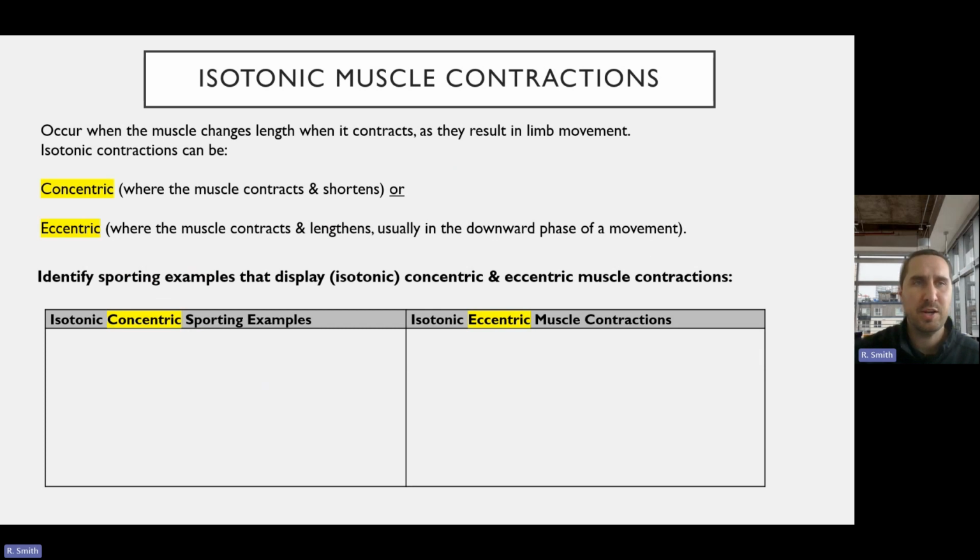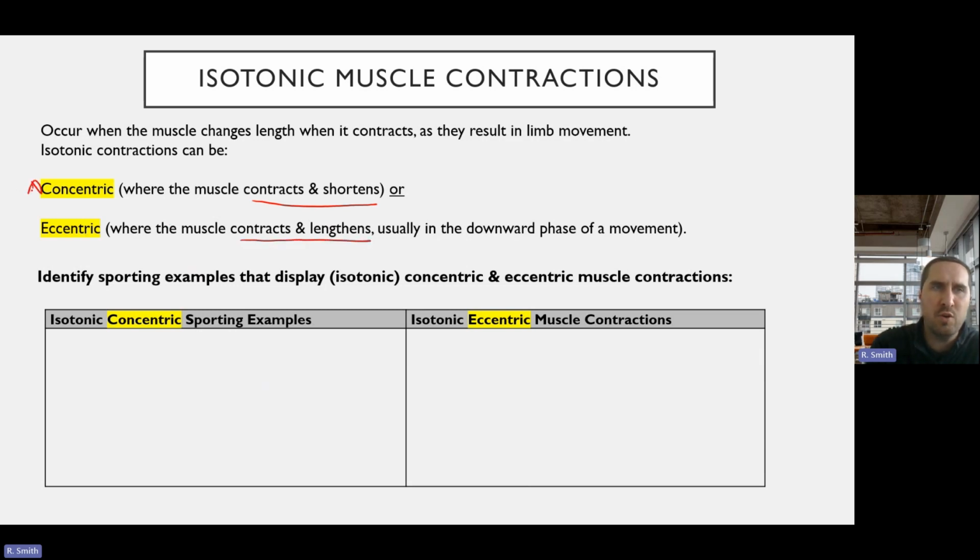In terms of muscle contractions, it is also important that we're able to understand the differences between isotonic and isometric. So let's look at isotonic first. We have two types of isotonic contraction. The first being isotonic concentric. So concentric is where the muscle shortens, it's contracting and shortening, and isotonic eccentric is where it contracts and lengthens.